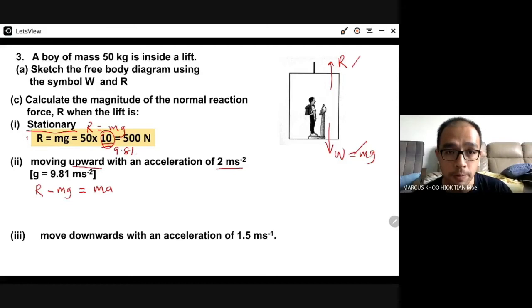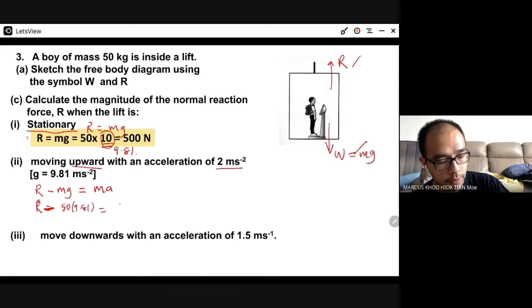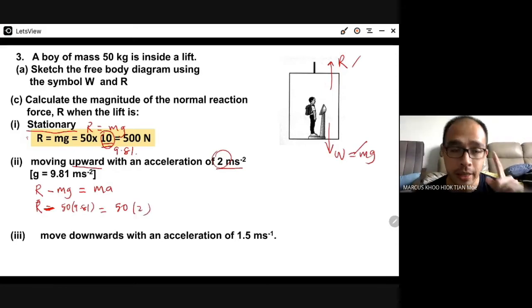Okay, and therefore, I have all I need. I just want to find what is R. So R minus mg is 50 times 9.81, equals 50 times the acceleration, which is 2. The key to understanding this problem is to remember that the resultant force must be in the same direction as the acceleration. So that will help you to calculate this.